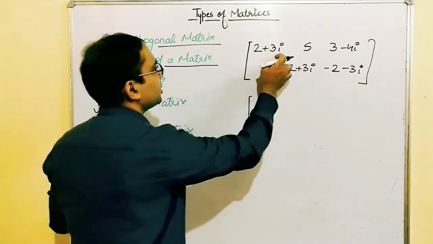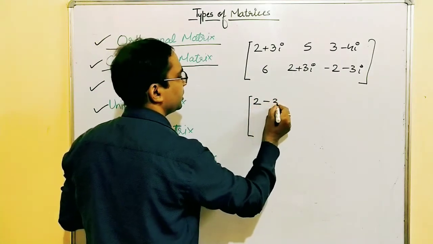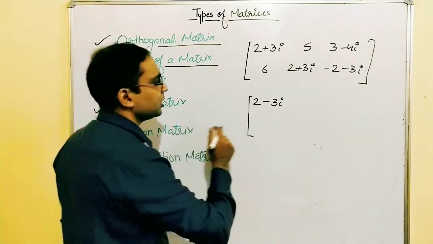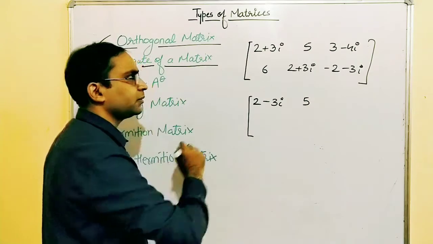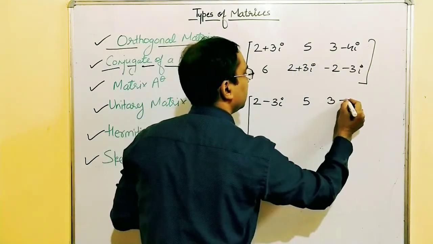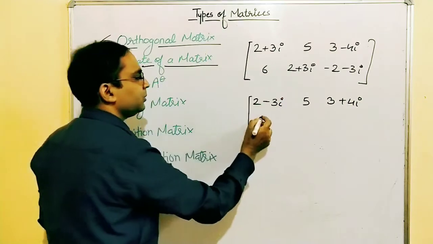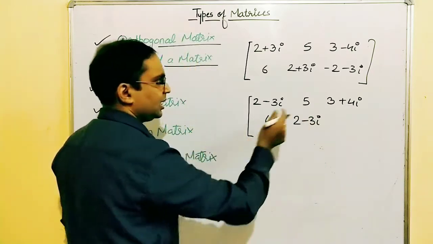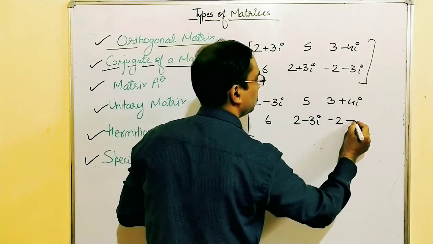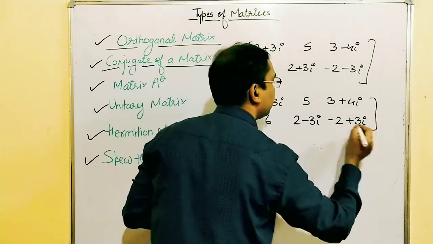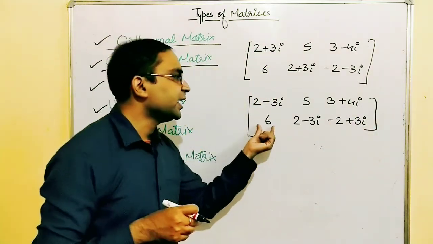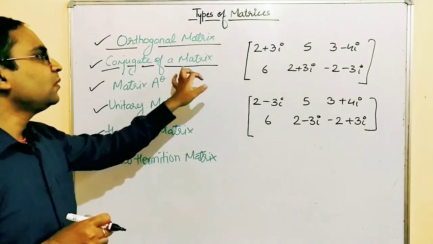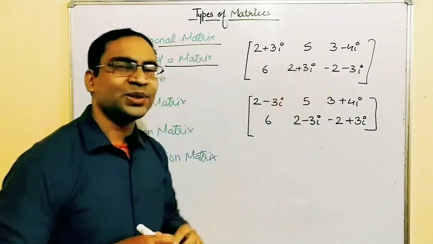So this is 2 plus 3i, its conjugate will be 2 minus 3i. This is 5. As we do not have any imaginary term in this, it will be written the same. This is 3 minus 4i, this will be 3 plus 4i. 6 will be written the same, 6. 2 plus 3i will be converted to 2 minus 3i. And lastly, minus 2 minus 3i, so this will be minus 2 plus 3i. So we have written the conjugate elements here, and this matrix will be known as the conjugate of the given matrix. So this is the conjugate matrix.